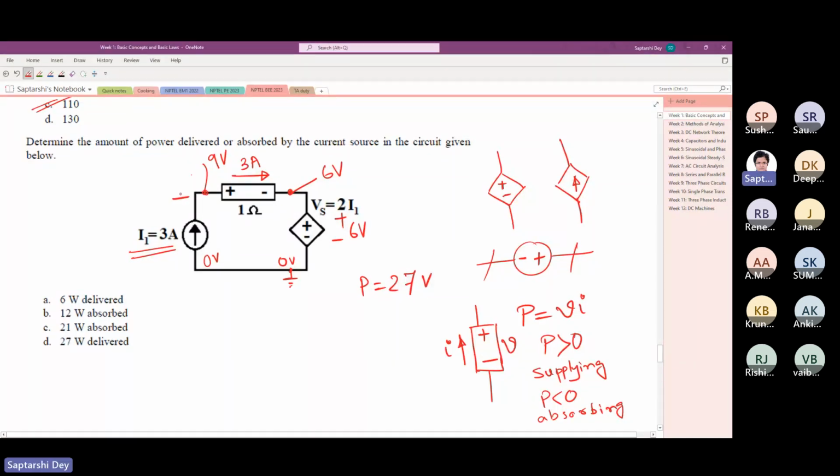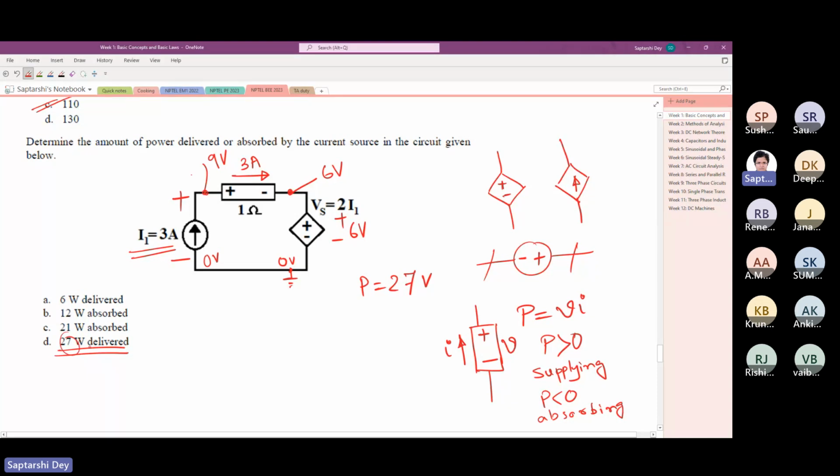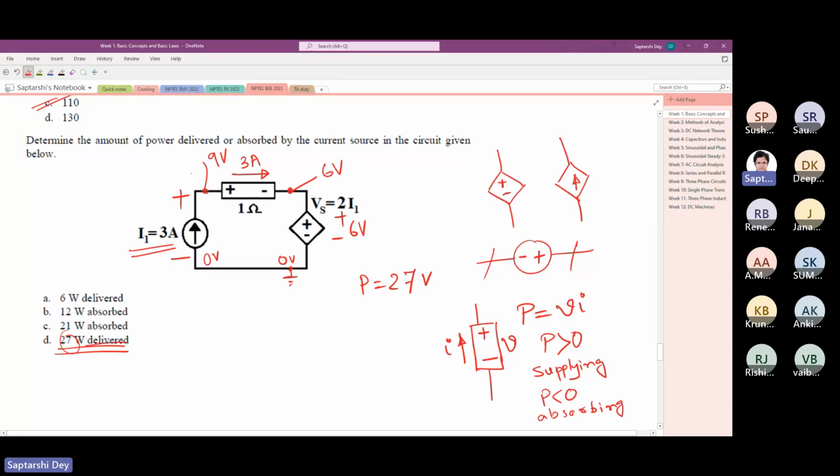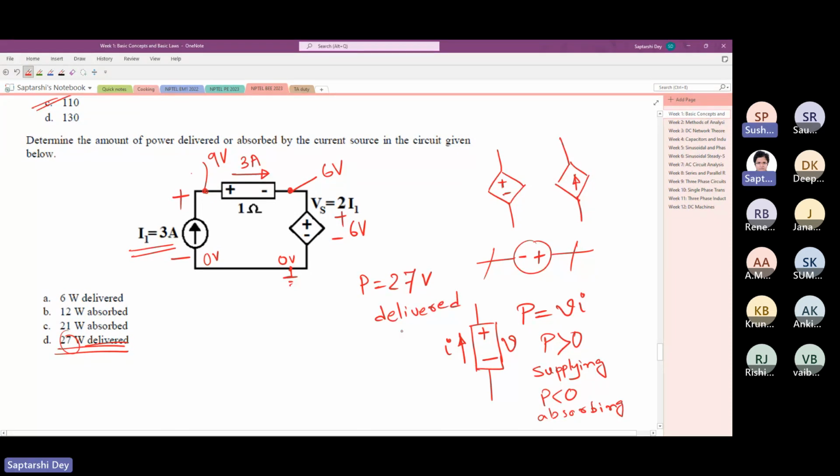So in this case, we have the first situation. We have voltage polarity like this, 9 volt, and 3 ampere. So this was delivering 27 watt. 27 was the only option given, not a very good choice of options. Anyway, it is 27 watt delivered. Now the question is, how do you get 9 volt, 6 volt?